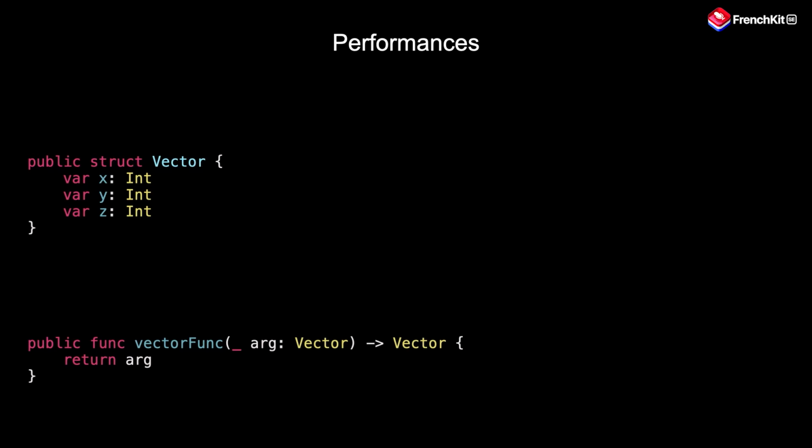Here I'm having a vector structure, which is 3 integers. And I'm going to measure the time it takes for my vector function to complete. This function is quite simple, actually. It just returns its argument. You could say it does nothing, but actually, since in Swift, arguments are passed by copy and not by reference, when we're measuring the time it takes for this function to complete, we're actually getting a pretty good idea of the time it takes for the program to duplicate a vector struct.